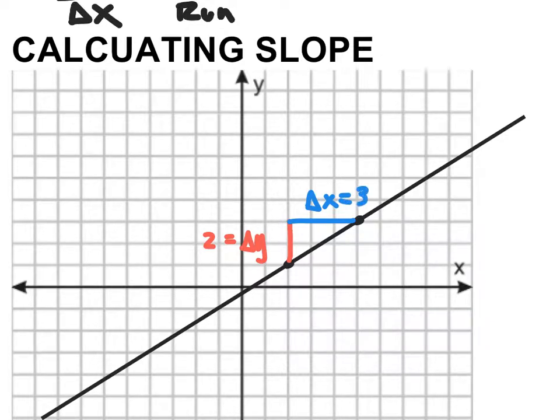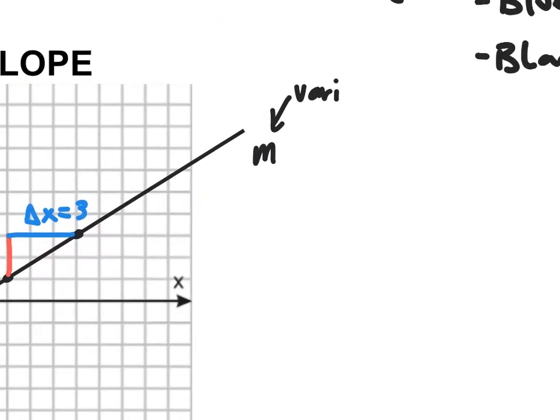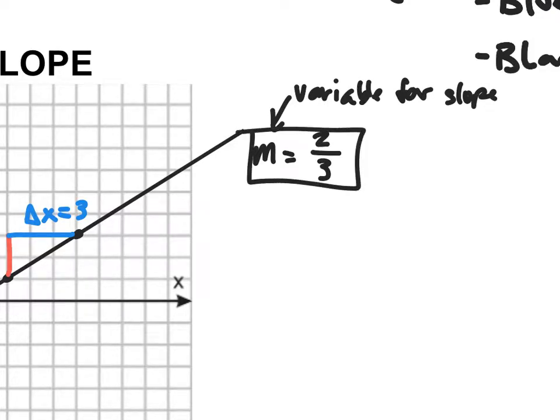So if you wanted to talk about your slope, we use m, which is the variable for slope. Let me write that out. m would be equal to the rise, which is 2, over the run, which is 3. The change in y is 2, the run is 3. And this is a measure of steepness.